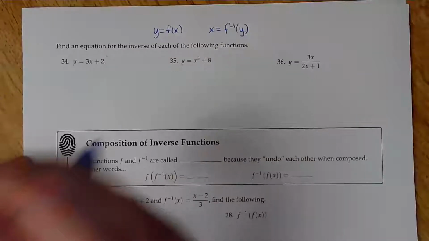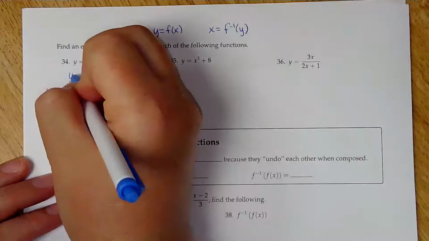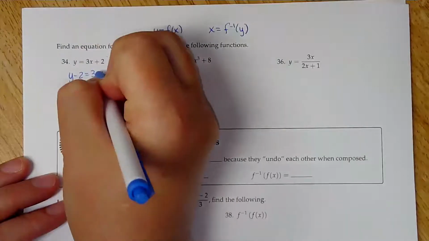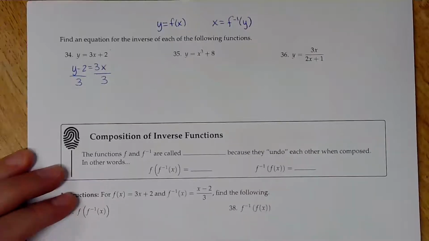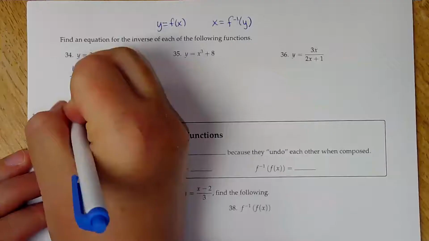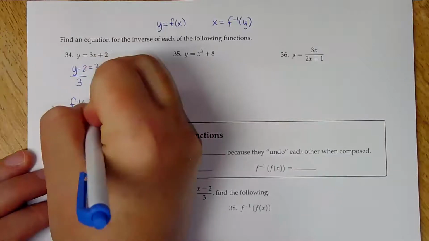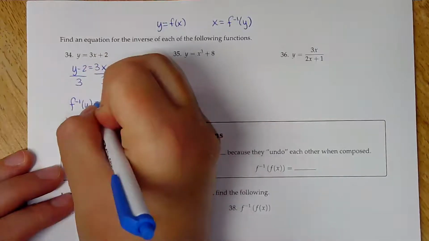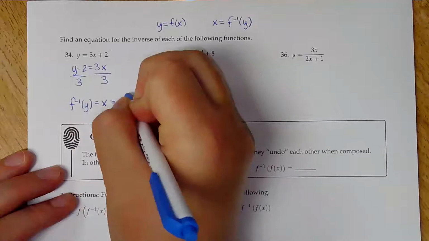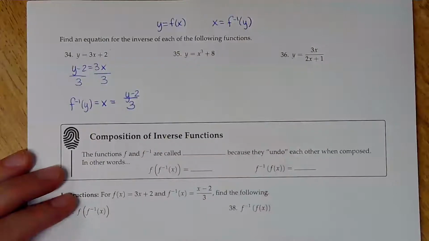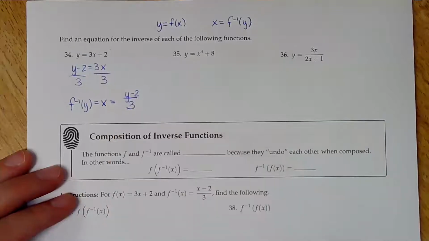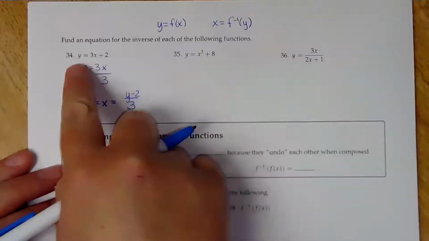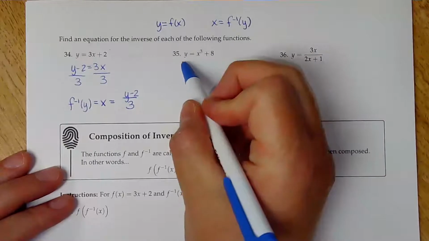So to do that, I'll subtract 2 from both sides, so I get y minus 2 is equal to 3x. And I'll divide both of those sides by 3, and so my inverse function, my f inverse of y, which is equal to x, is going to be (y minus 2) over 3. So your inverse function should have y in that formula, if y was the dependent variable originally. All right, let's do another one.